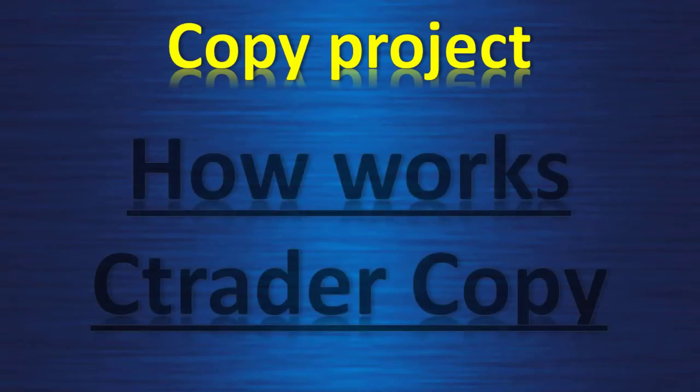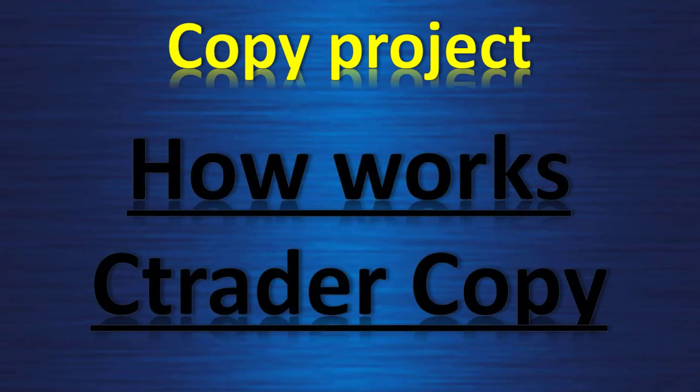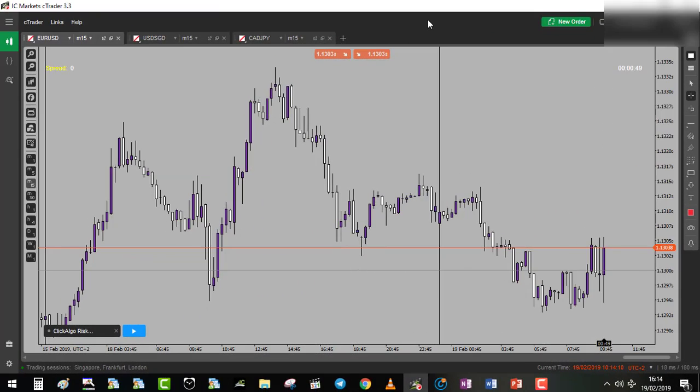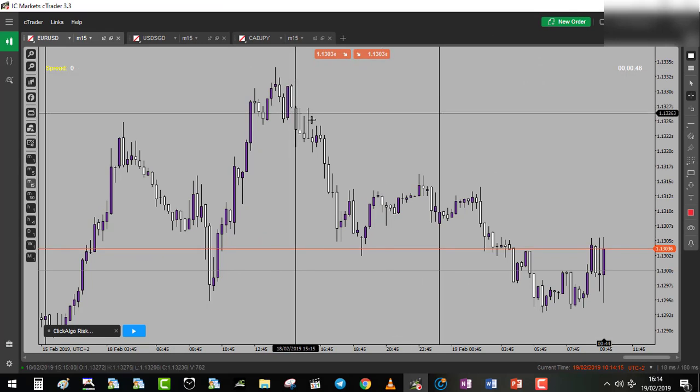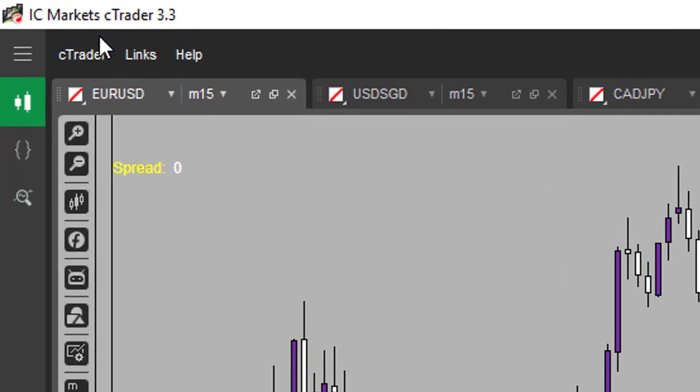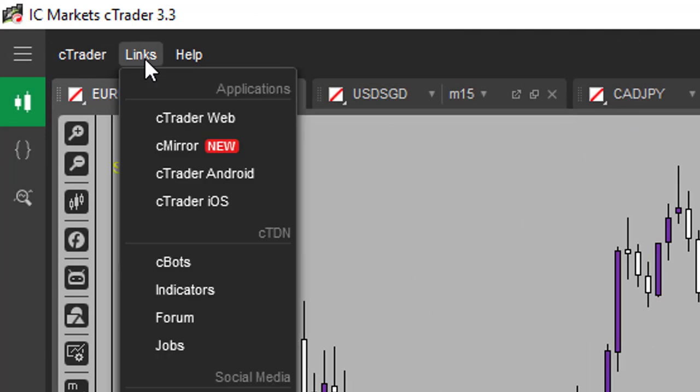Copy project. How does cTrader Copy work? After you install your cTrader, when you open it, you arrive on this specific page. To access the copy, you go on links right here and you go to cMirror right here.